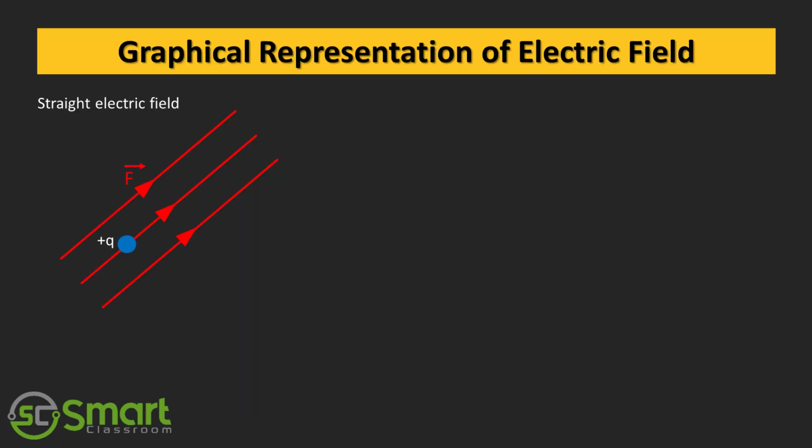Now consider the electric field. In a straight electric field, if we release a charge plus q there, then it experiences a force exactly in the same direction as the electric field. It will become accelerated in this direction and stay on the field lines when we release it with zero speed.